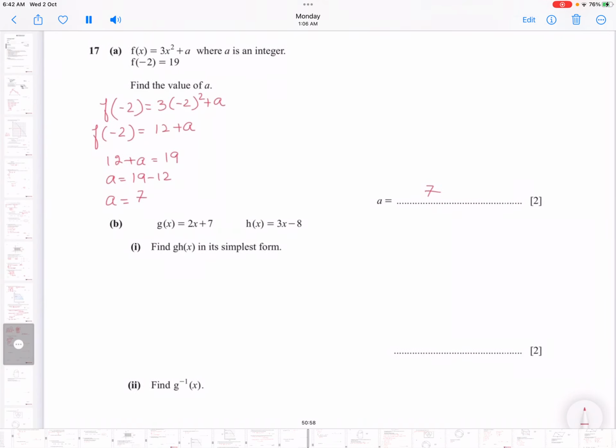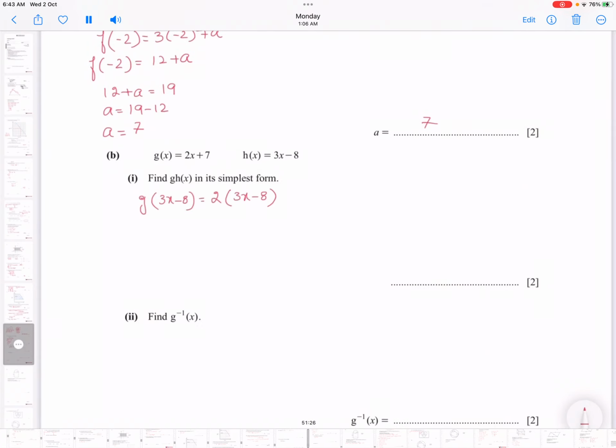B part, g of x is there, h of x is there, find g of h of x in its simplest form. So place the function h of x into g of x where you see x. So 2 times 3x minus 8 plus 7. Now g of h of x is 6x minus 16 plus 7, which is 6x minus 9.